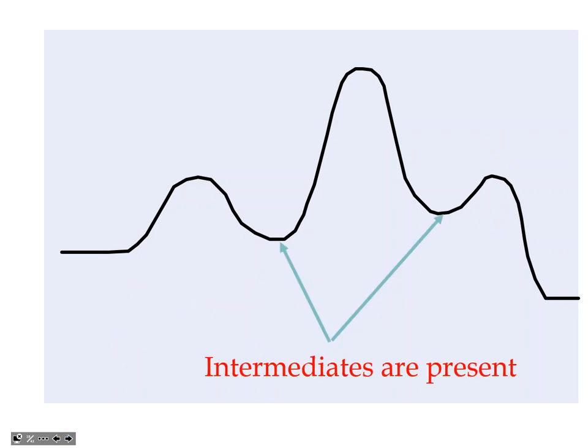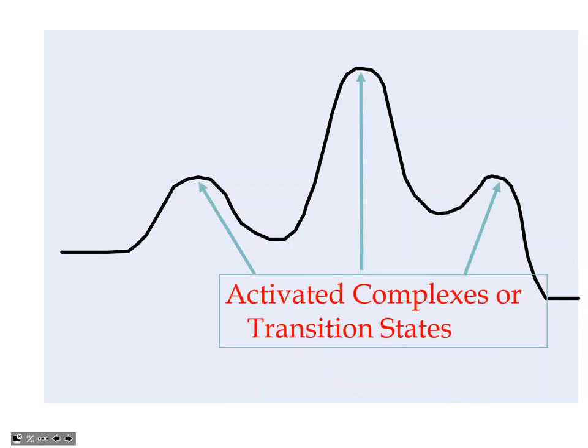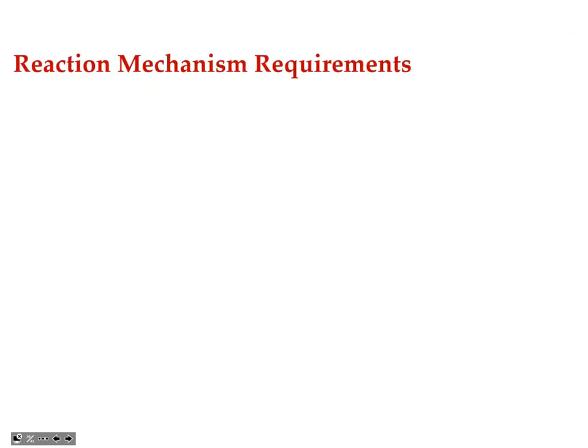Now, intermediates are present in between, down here, at the little bottoms of the hills in between. That's where you're going to find your intermediates. And remember, I said the intermediates are unstable. They're kind of fleeting. They don't stick around very long because they're not very stable. The activated complexes are the transition states, of course. That's the top of the hill. That's the maximum amount of energy to get the bonds breaking and forming at those particular stages of the mechanism.